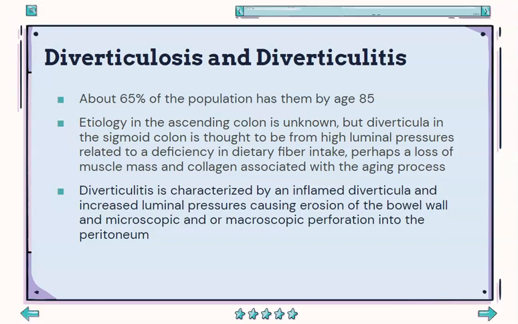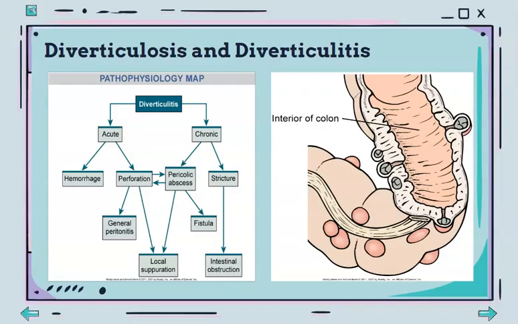All right, moving on to diverticulosis and diverticulitis. In order to start talking about this disease process, we have to first understand what diverticula are. The diverticula are these little lumens in the bowels that are sac-like. So I'm going to flip to this picture real quick. This is the interior of the colon, and you see right here these little waves. This is diverticula.